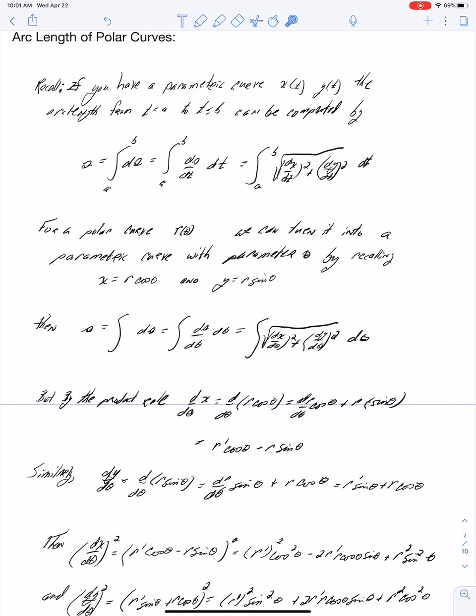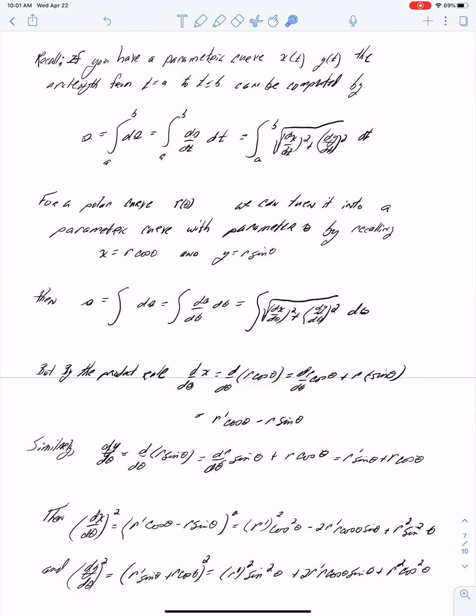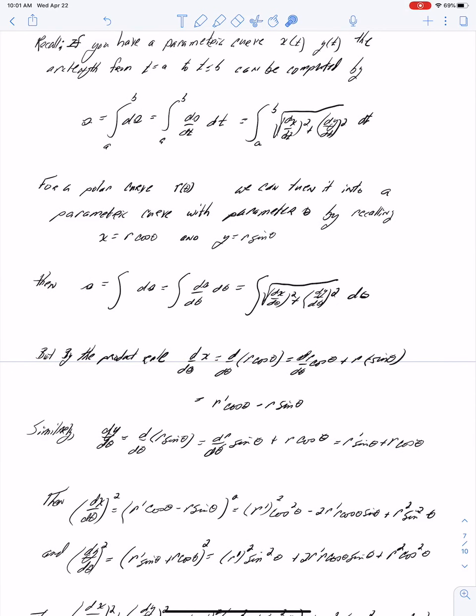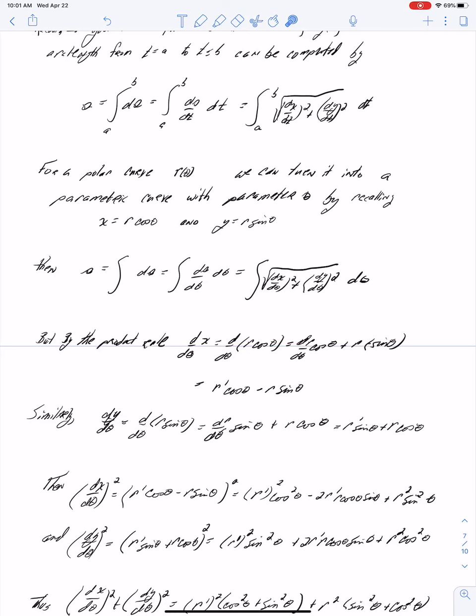Early on in this chapter we learned how to write a polar curve in parametric form by using the fact that x is r cosine theta and y is r sine theta. So we could just do that, but there turns out to be a little easier formula if we do this in general. If I'm on the polar curve r of theta, then this is a function of theta, and so is sine theta. I've got a parametric curve in terms of the parameter theta.